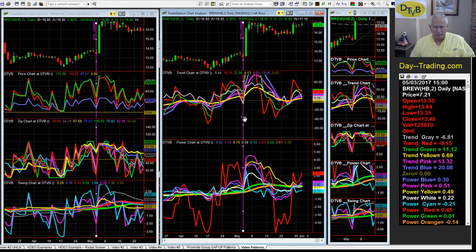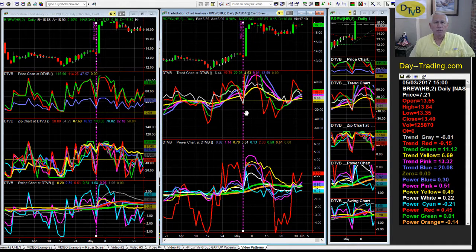And I'll begin by showing you the trend chart. In the trend chart here, we have trend red and trend gray that have crossed under zero. And trend green is down touching the yellow trend line. And so that is a classic definition of trend red and gray in the, I refer to it as the fifth line, or the down touch under zero line.